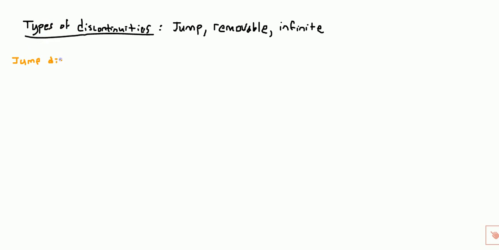What is a jump discontinuity? Well, like the name implies, there has to be a jump in the graph. How do we say that in mathematical terms? We say the left and right limits at some point x equals a exist, but they're not equal.